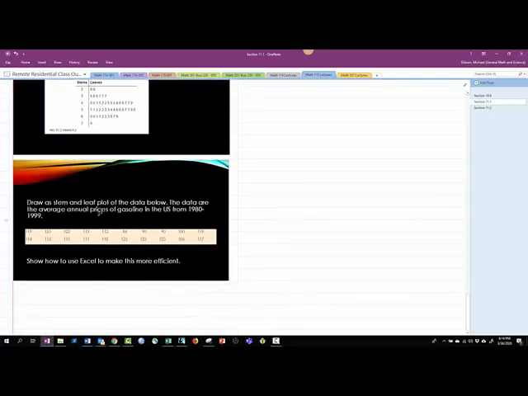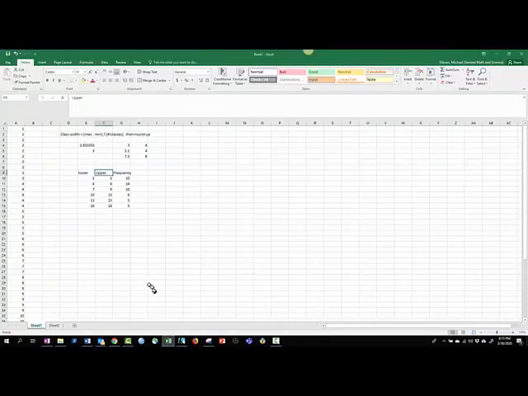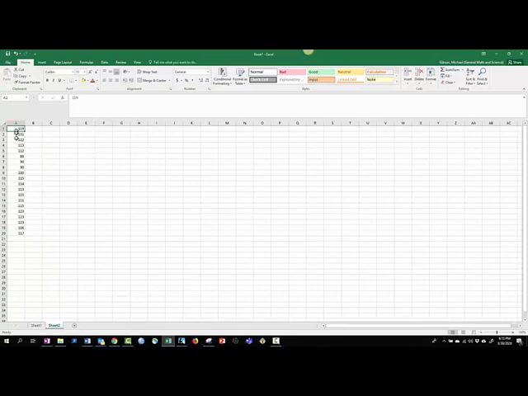So let's look at a question. Draw a stem and leaf plot of the data below. The data are the average annual prices of gasoline in the US from 1980 to 1999. Just like on the group frequency distribution, I copied these in. I just literally typed them in one at a time into an Excel sheet. This works much easier if they're sorted. So I'll highlight them all again, come over here and sort. Okay.